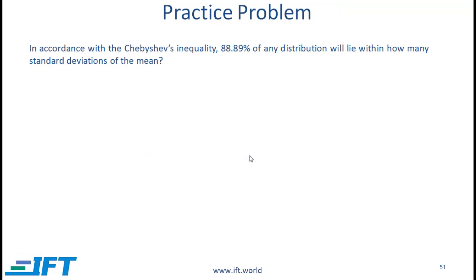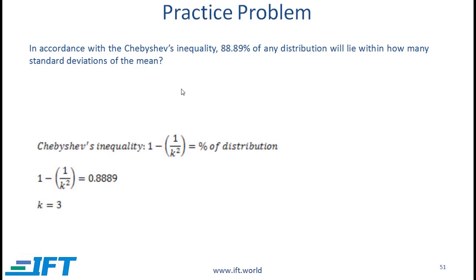Let's see if you can solve this problem now. Notice that when you plug in 3 over here, where 3 is the number of standard deviations, you will get 0.8889. So what that essentially means is that if we go 3 standard deviations from the mean, we will cover at least 88.89% of the data.